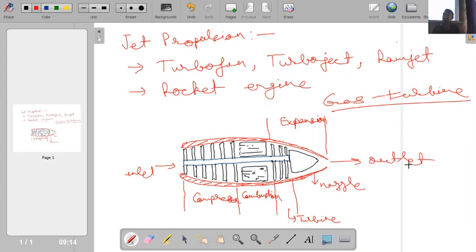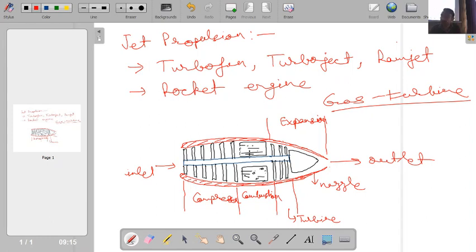So what typically happens, gases will be coming. Atmospheric air will be taken at the inlet, and this atmospheric air is then compressed in this compressor. After it is compressed, its pressure and temperature will increase. Then it is passed through a combustion chamber, and inside this combustion chamber we will be injecting the fuel.